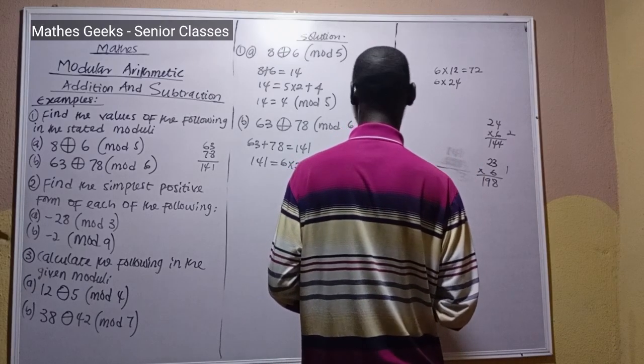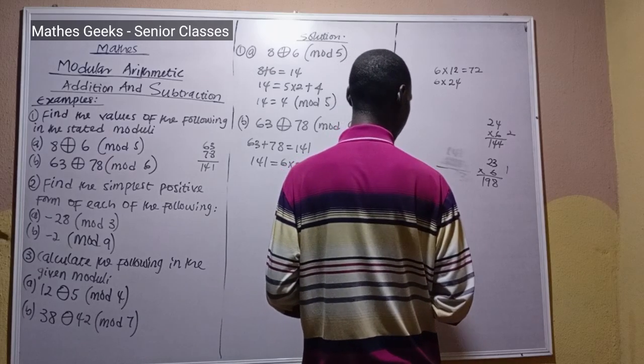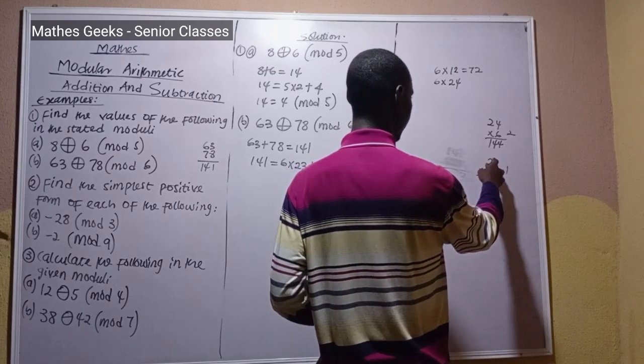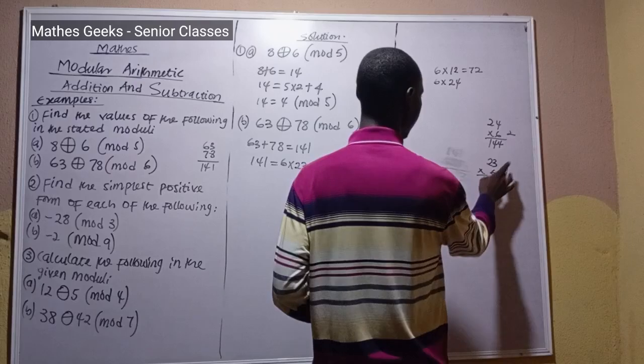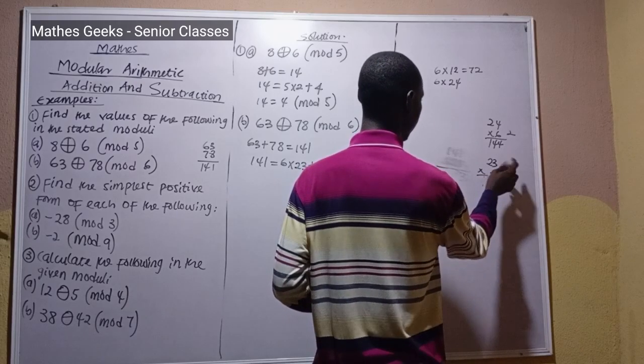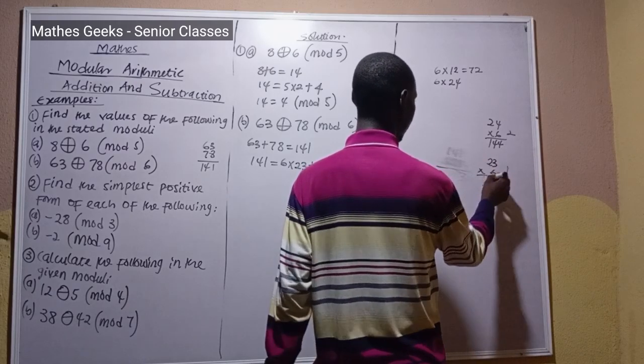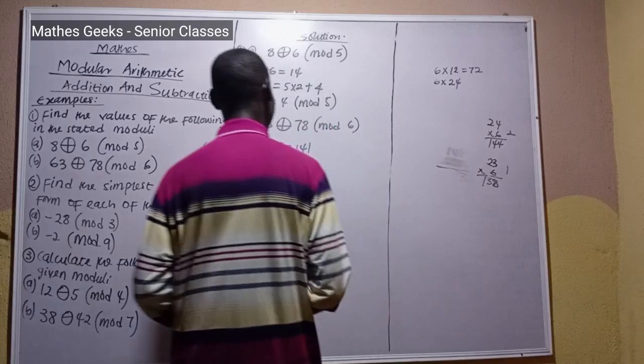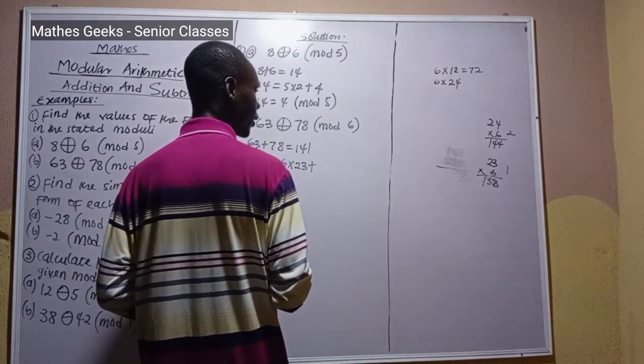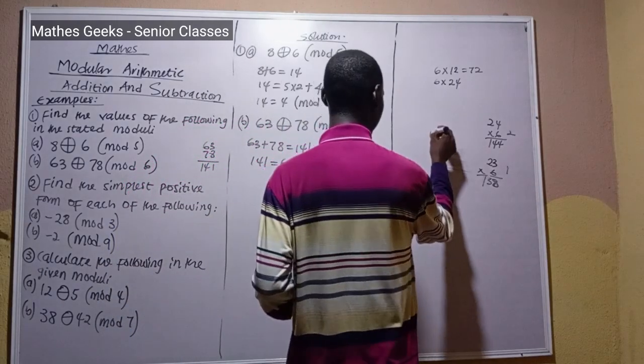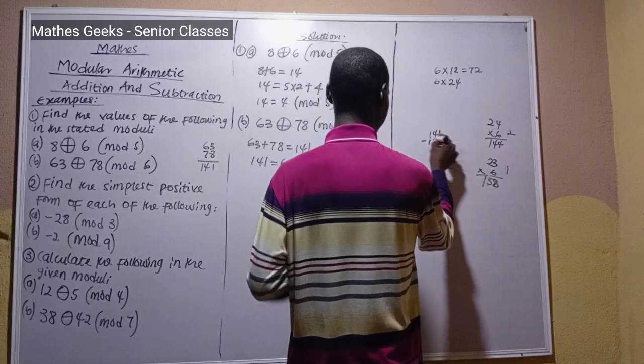23 times 6 is 198. 6 times 2, 12. 6 times 3 is 18. Carry 1. 6 times 2, 12 plus 1, 13. 138. Yeah, that's 138. Okay, so 141 minus 138.